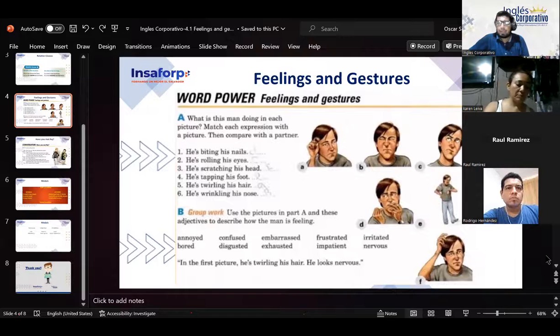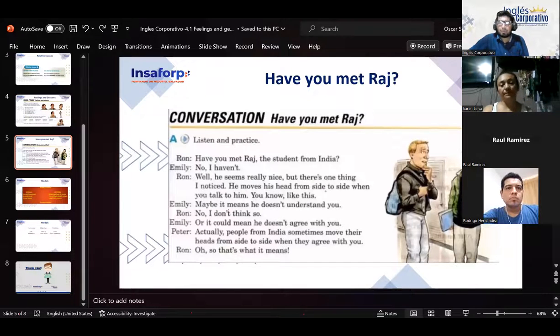Okay, now, I think we're going to move on because I noticed that we only have a couple minutes left and I really want us to practice this conversation. So, it's relatively easy. It's titled, Have You Met Raj? And here we're going to be including three people. If you notice, we are going to be working in teams of three because we have Ron, Emily, and Peter. Peter simply says one line.